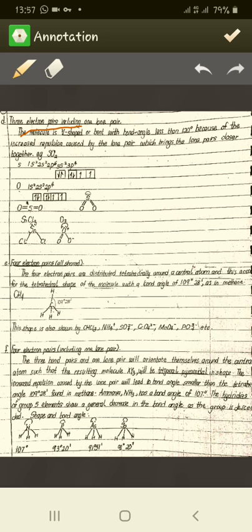Four electron pairs including a lone pair, meaning only 3 electrons of the central atom are participating in bonding, and the other one is a lone pair. An example is ammonia.